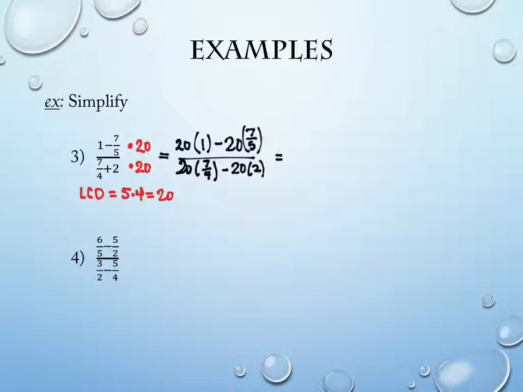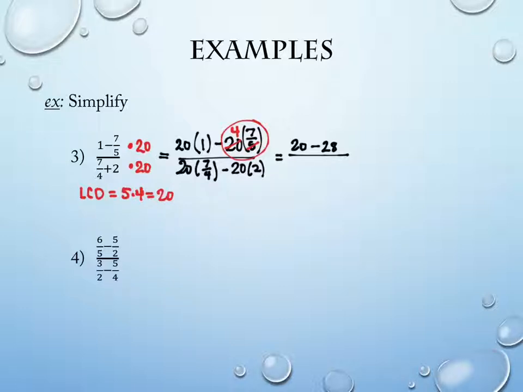The first one, 20 times 1, that's 20, right? Let's look at this piece right here. What happens when I have 20 here? You can think of it, if it helps you, as 20 over 1, right? The 20 reduces with the 5. What's 20 divided by 5? 4. So now I have 4 times 7. It's a negative because there's a subtraction sign there. And what's 4 times 7? 28.